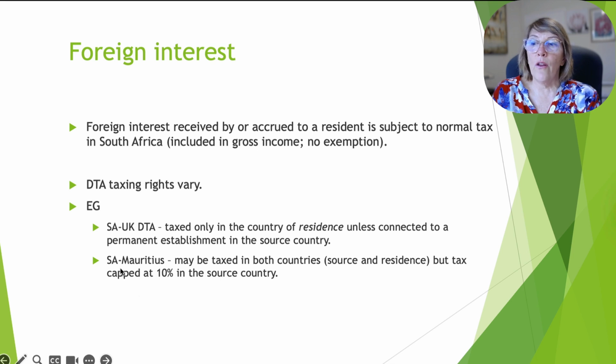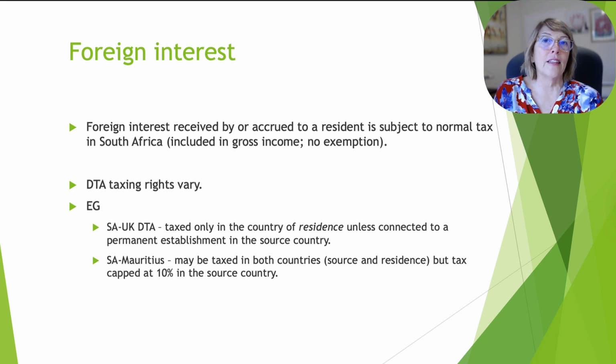However, if you look at another one like the South African-Mauritius double tax agreement, there it says that the interest could be taxed in both countries. They both have taxing rights. So it may be taxed in both the source and the residence country. All right, but the tax is capped in the source country. So that would come through by way of a withholding tax.